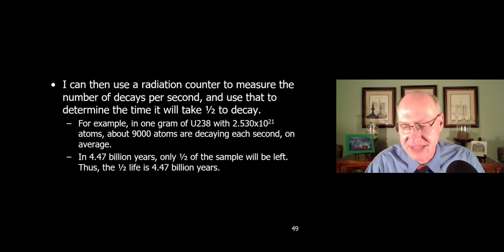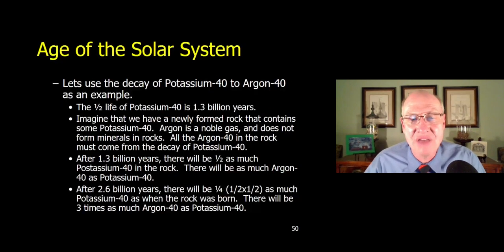So let's use an example for the solar system. Let's use the decay of potassium-40 into argon-40 as an example for telling how old a rock is. Now, potassium-40 to argon-40 is a really interesting one because argon, you'll remember, is a noble gas.